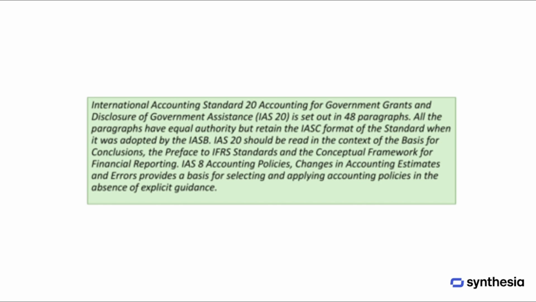IAS 20 provides guidance on how to handle government grants and the disclosure of government assistance in financial reporting. It is made up of a series of sections that carry equal weight and follow the original format used when it was first introduced. While the standard stands on its own, it should also be considered alongside broader frameworks that guide financial reporting, such as the overall principles of IFRS and the conceptual framework. When there's no specific instruction within IAS 20, companies are encouraged to rely on general rules for setting accounting policies, especially those found in related standards that deal with accounting practices and adjustments.